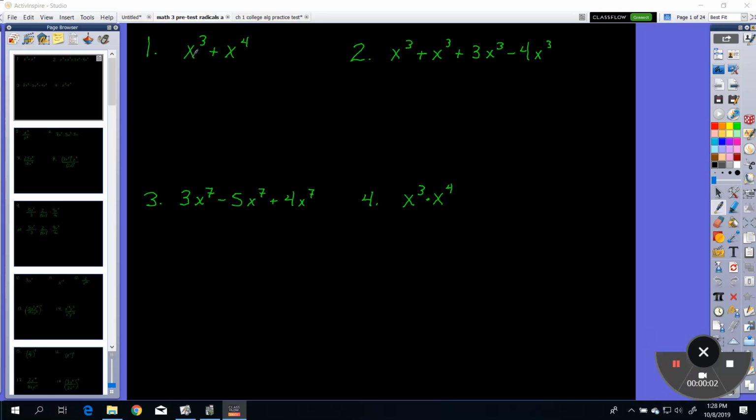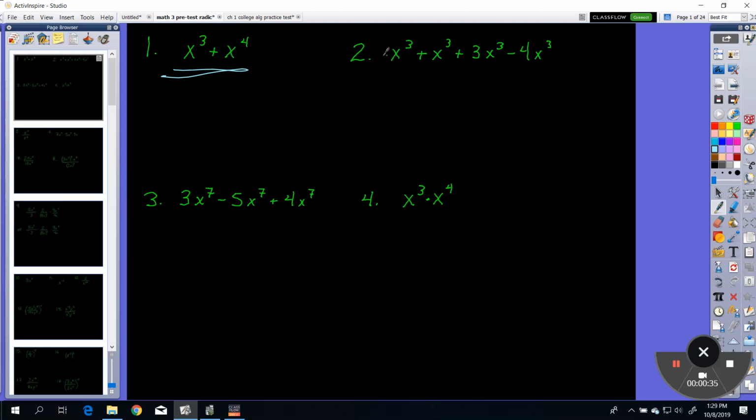So it says to simplify these problems, so I'm trying to combine like terms. This is an x cubed, this is an x to the fourth. Those are not the same things. I cannot add them together. It's not like I have one of one thing and add it to one of another. You can't do that. You don't say I have one apple plus one orange gives me two oranges or apples, you know. You don't put them together. You just leave them separate. So that's number one. It's kind of a trick question. That is the solution. You can't do anything to it.